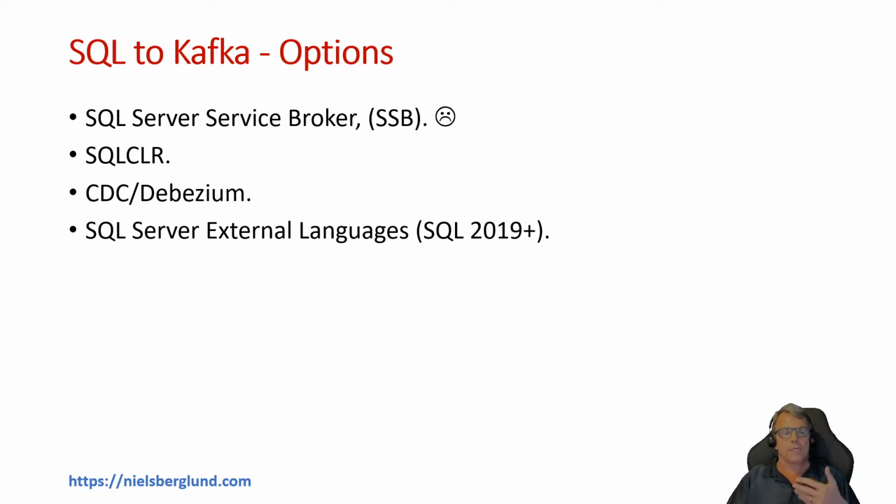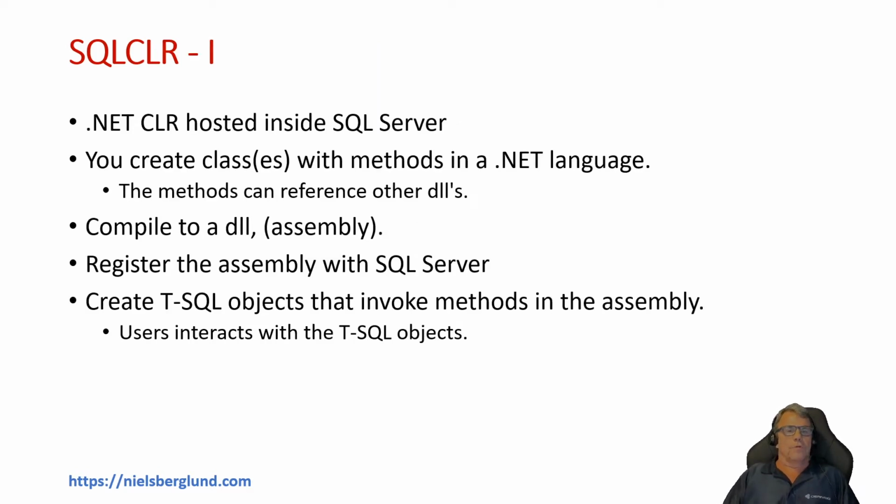So external languages was introduced in SQL 2016, where you can write R code, and from inside SQL Server call that R code outside of SQL Server. So it's an external runtime. 2017 introduced Python, and 2019 introduced Java. So we can see here that by using external languages, we could use a Kafka Java client to send data to Kafka. Right. So SQL CLR.